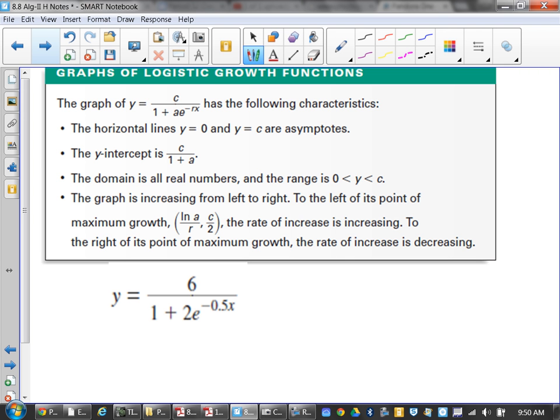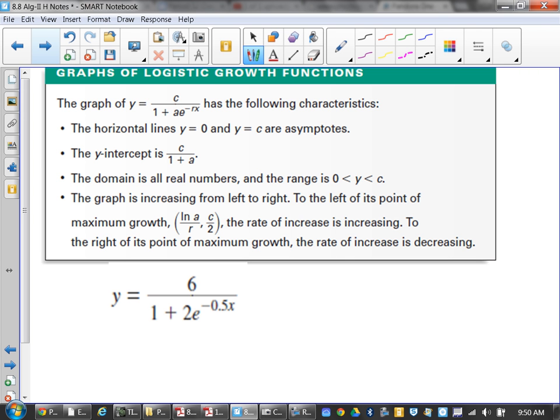Anyway, so you get this, and as you pull the pieces out of it, what's happening here is that it allows you to graph it. The example I have is y equals 6 over 1 plus 2e to the negative 0.5x. I'm going to use that to show you how you pull those pieces out to graph it, and I'm just going to graph it on the whiteboard here.